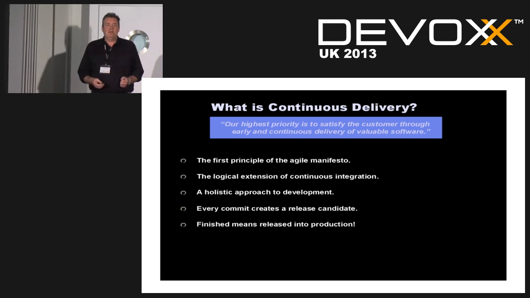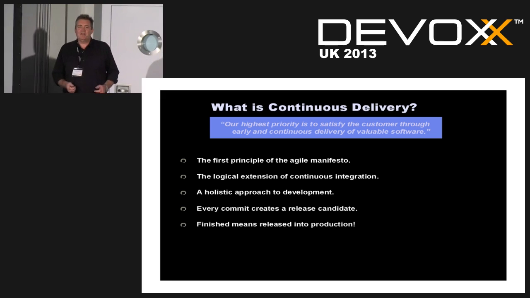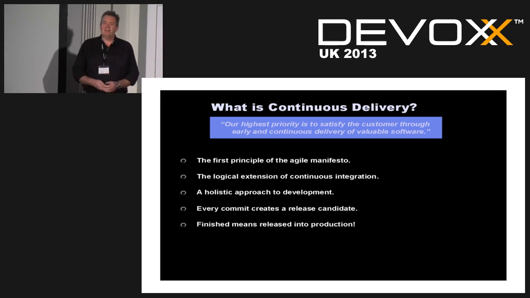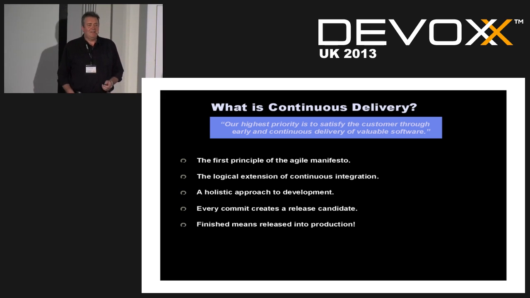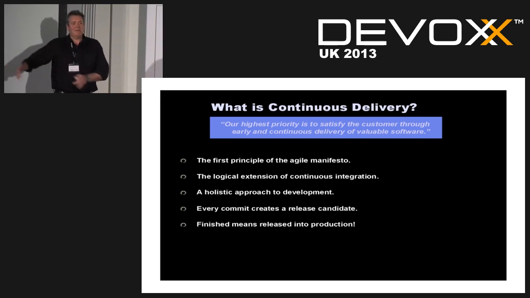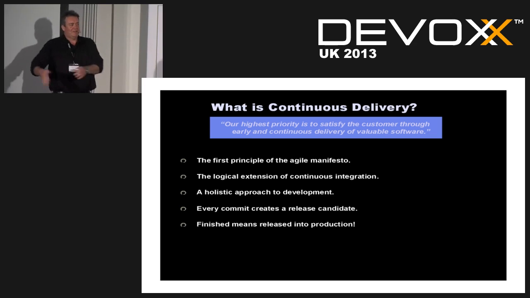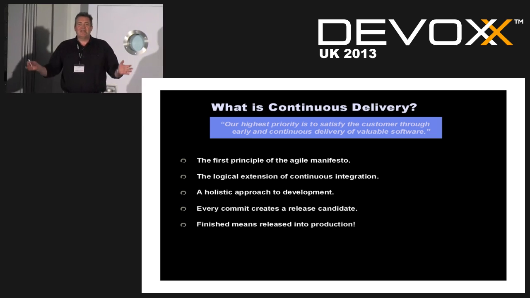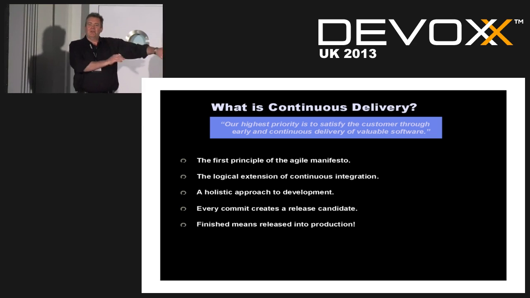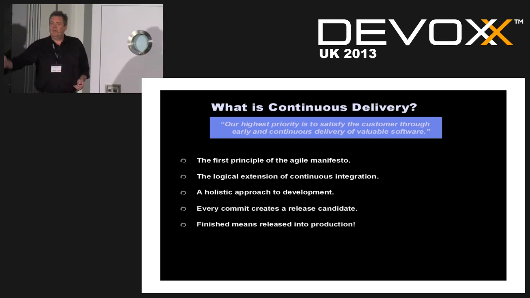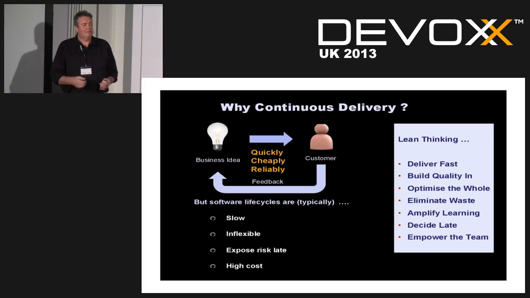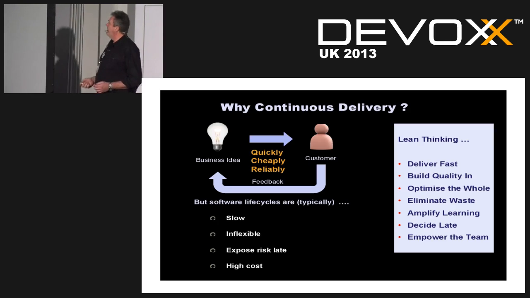Finished means released into production. We've all been in the situation where our bosses come up to us and say, how far are you through with this vital task that you're working on? And we say, I'm 80% done. And what that really means is that I've got 90% of the time left to finish off the 20% that I haven't finished yet. We're useless at estimating, so let's try and avoid that. Let's try and count what really matters. And what really matters is useful software in the hands of users. So it's not finished until it's released into production.